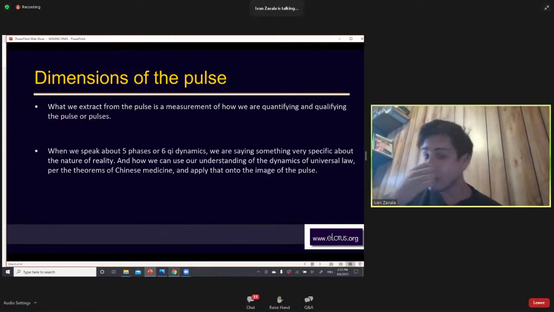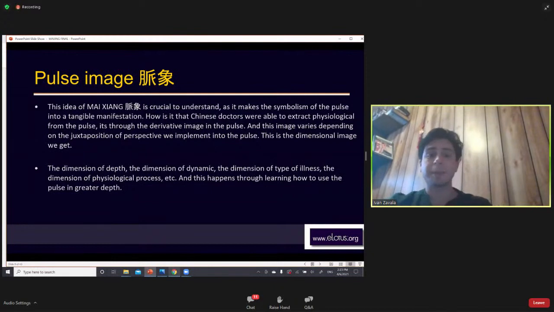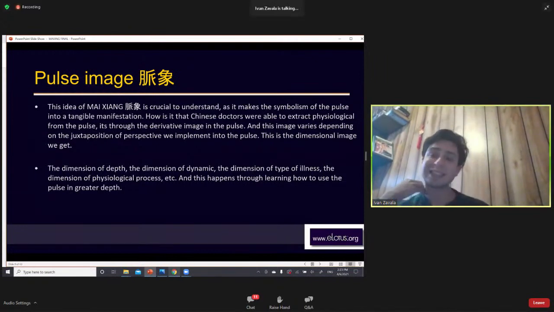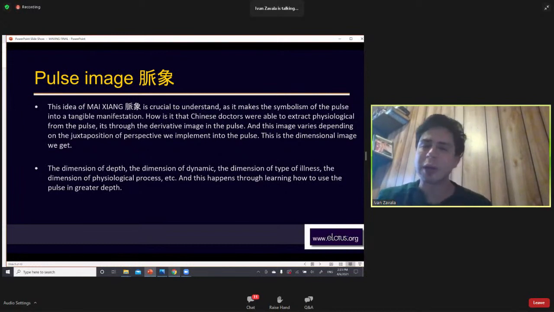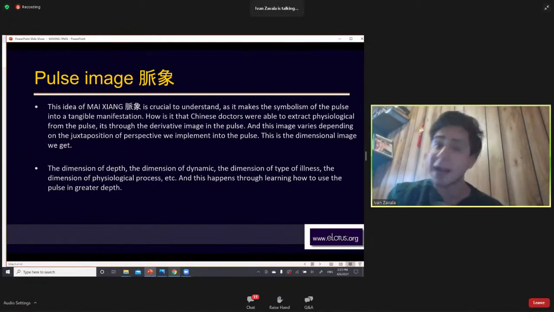And how the Tao reveals to us the mystery is through what we call the image, right? The pulse image, Maishang. This idea of Maishang, or pulse image, is crucial to understand, as it makes the symbolism of the pulse into a tangible manifestation. How is it that Chinese doctors were able to extract physiological information from the pulse? It's through the derivative image in the pulse, Maishang.